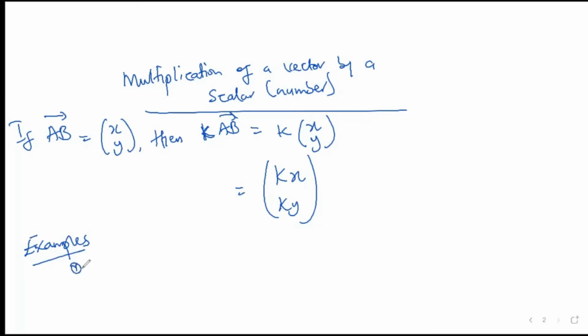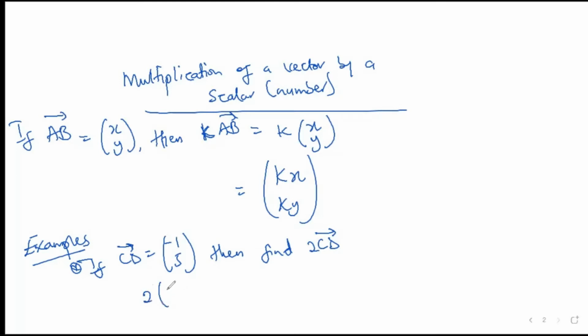So for example one, if vector CD is equal to (-1, 5), then find 2 vector CD. If vector CD equals (-1, 5), then find 2 vector CD. So you just multiply 2 by -1 and 5.